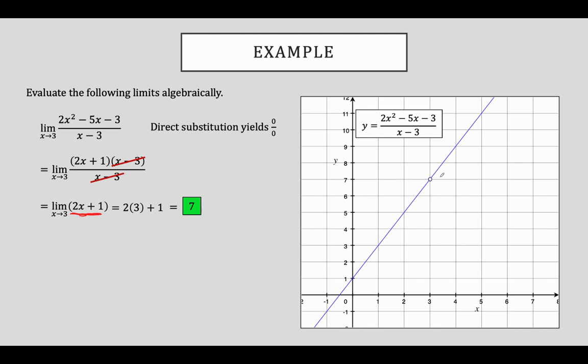The function is undefined. Again, 0 over 0 with rational functions means that we have a hole in the graph. But as we can tell, as the x values get closer and closer to 3 from either side of x equals 3, what are the y values getting closer and closer to? The y values get closer and closer to 7. All right, so that is the dividing out technique. Remember, always start with direct substitution. If you get 0 over 0 and you are dealing with a rational function, a polynomial divided by a polynomial, factor the numerator and denominator, divide out common factors, and then reevaluate the limit again with your direct substitution.